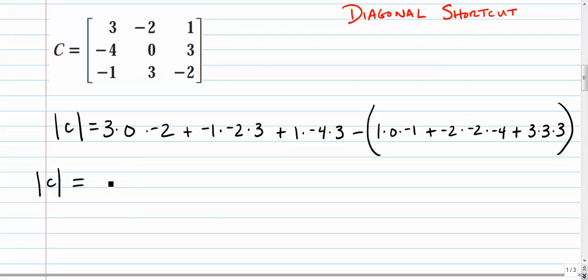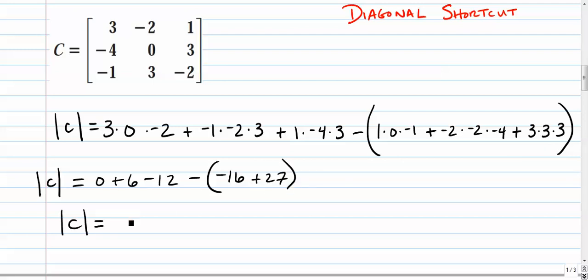3 times 0 times negative 2 is 0. Plus 6 minus 12. This is looking familiar. 0 minus the quantity of negative 16 plus 27. So the determinant of C is negative 6 minus positive 11. The determinant of C is negative 17.